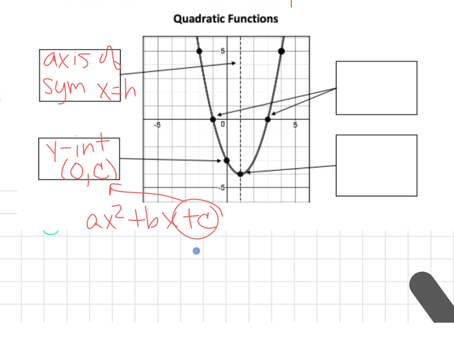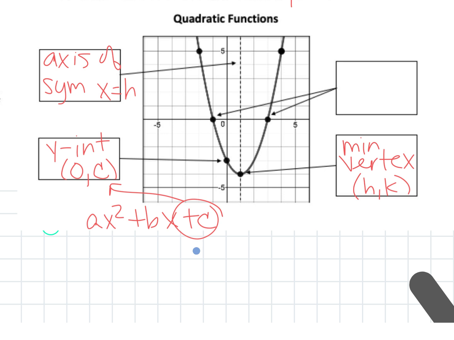Okay, let's go around. So what is this on the bottom right? That's where we change direction. What is that called? The vertex. Does it happen to be a minimum or a maximum vertex? It happens to be a minimum. This is a minimum vertex. Be specific. And I'm going to have you write h, k.